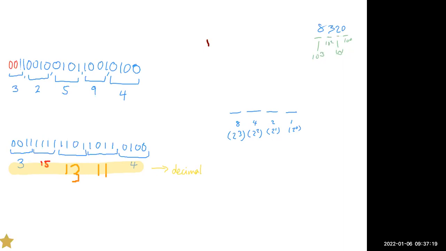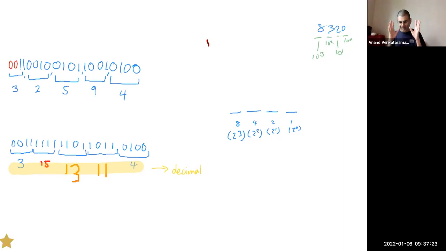Okay. So I have 16 digits in hexadecimal. They go from 0 through F. I have 10 digits in decimal. They go from 0 through to 9. How many digits in octal?